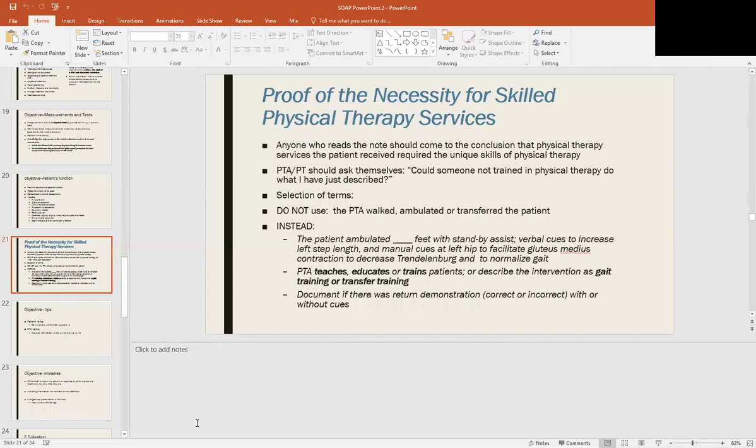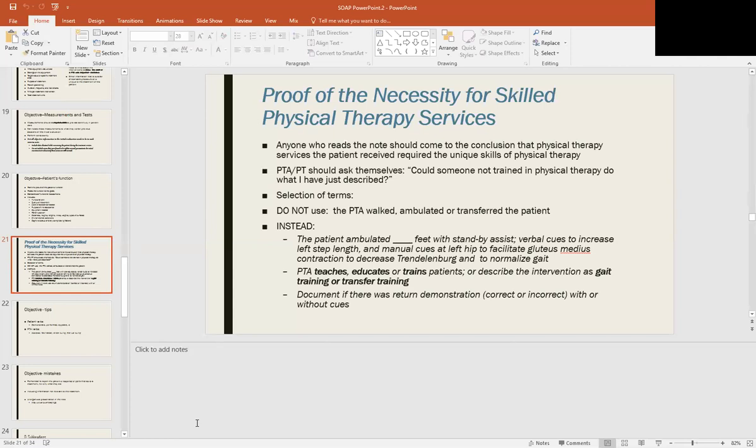And then I needed to stick this slide in here. This is from the Center for Medicare and Medicaid Services, CMS. You'll hear it referred to a lot. So anyone who reads your note should come to the conclusion that the physical therapy services the patient received required the unique skills of physical therapy. And you as a PTA or me as a PT and the PTs you work with should ask ourselves, could someone not trained in physical therapy do what I just described?